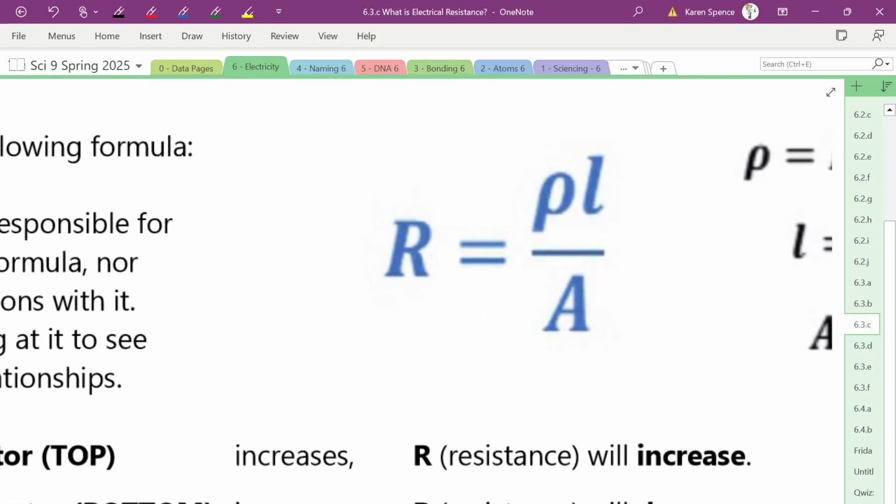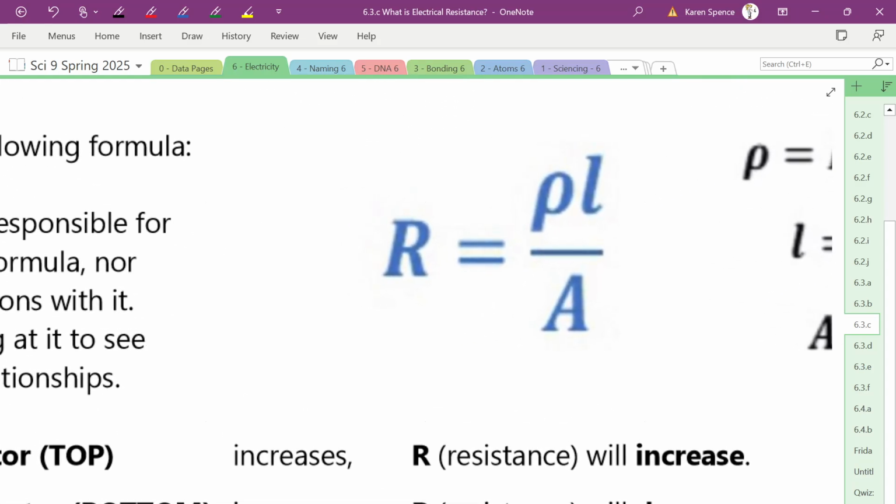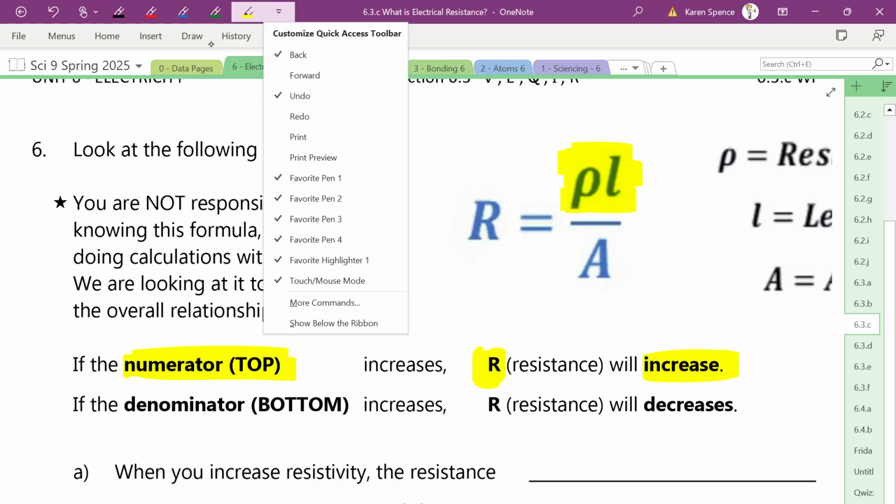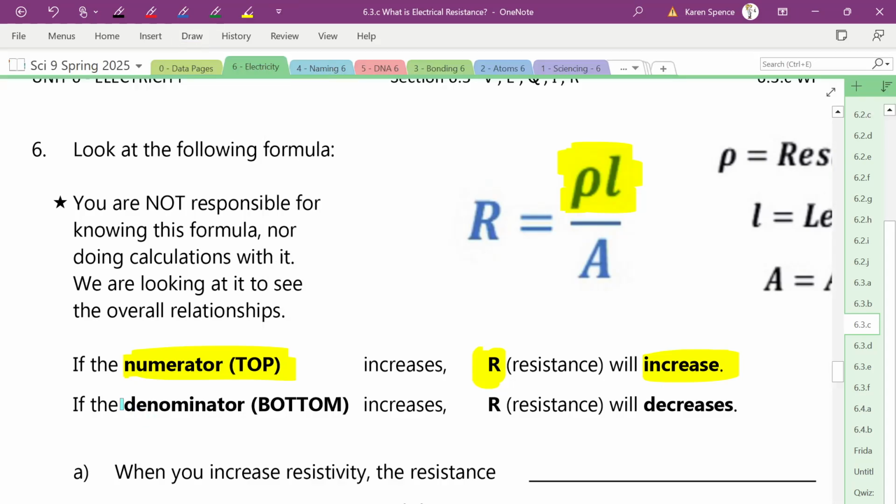You are not responsible for knowing this formula. Okay? However, if the numerator, which is the top, increases, what will happen to resistance? It will increase. If the denominator, which is on the bottom, increases, then what will happen to resistance? It's going to decrease, because when you have a bigger number on the top, that makes it bigger.